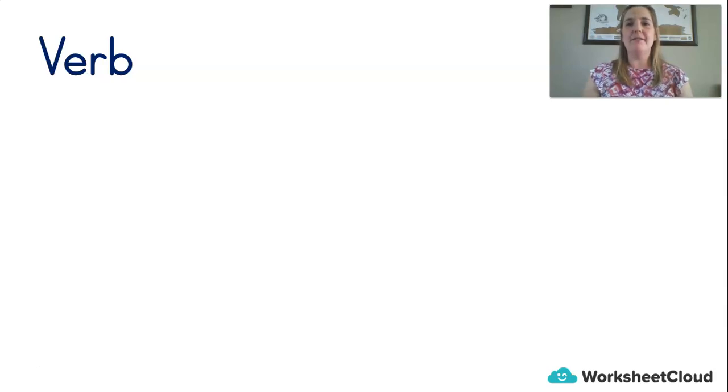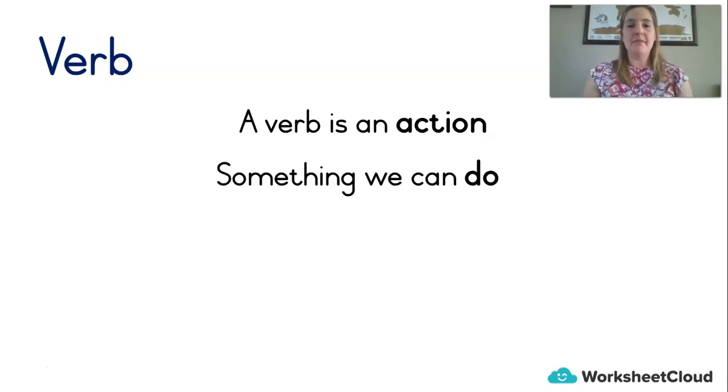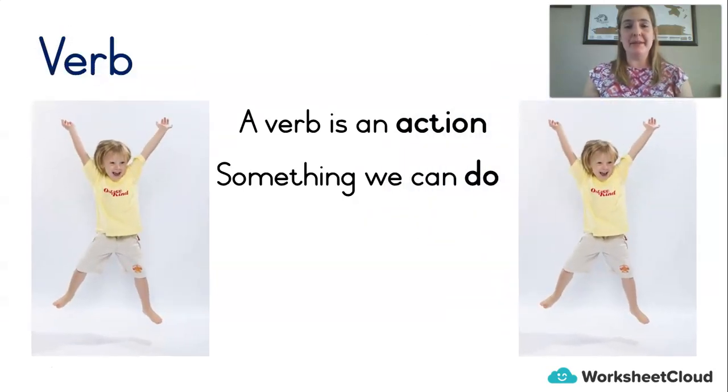What is a verb? A verb is a doing word. It's an action like jump or climb or laugh. It's something that we can do. So it's not like an apple. Can you apple? No, that's a different kind of word. We're going to get to it now. It's something we can do. Like jump. Jump is a verb.